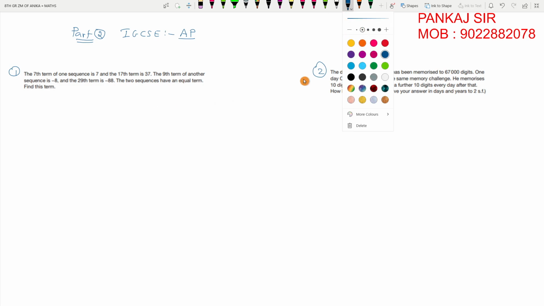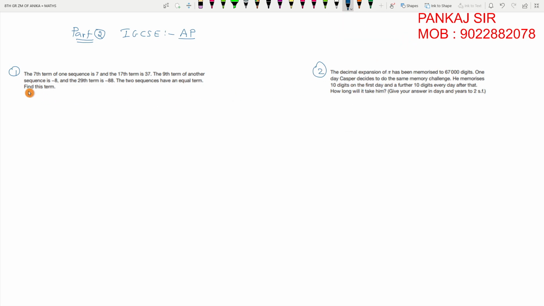Let's see what the numerical says. Numerical number 1 says that the seventh term of one sequence is 7. So I can write this as A7 is equal to 7. And the 17th term is 37. So A17, that is the 17th term, is 37, right? And this is an AP, right?